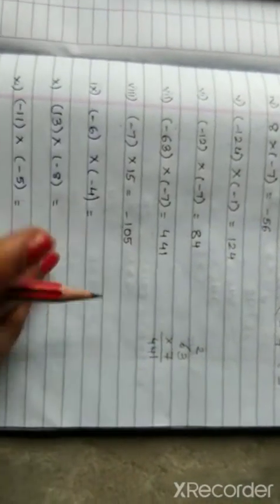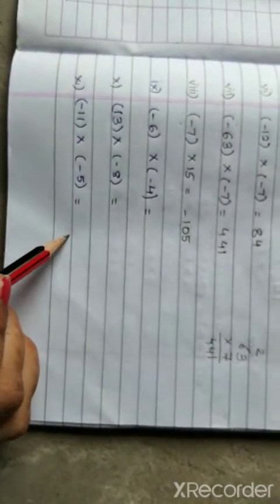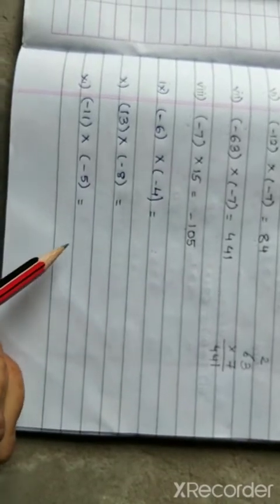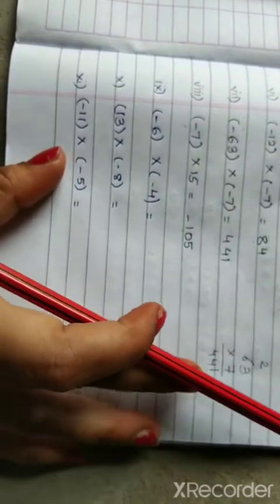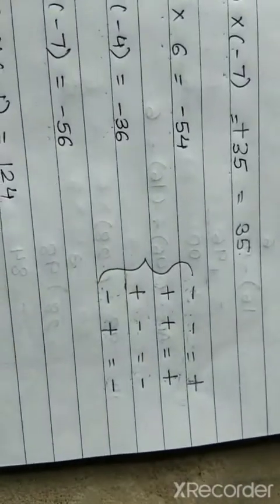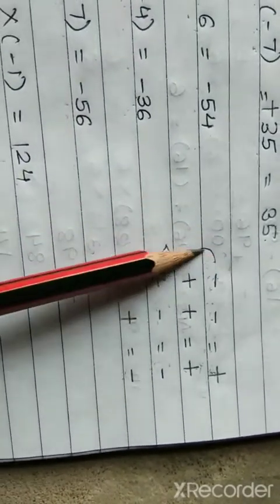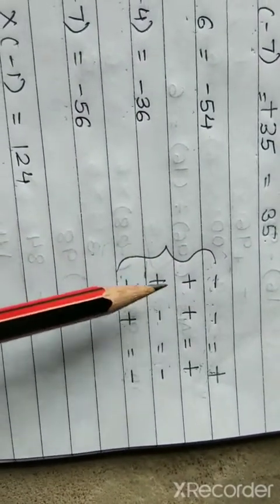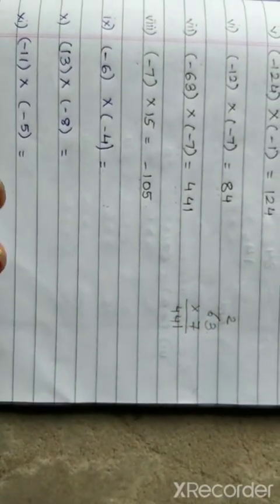Here I am giving you 3 additional questions which you all are going to solve on your own. Again the rule is one and the same. You are supposed to multiply both the terms and use this rule. These 4 rules are only applicable over here. I will send you the PDF of this page or the solution.